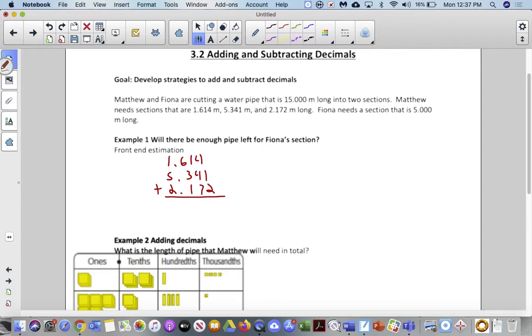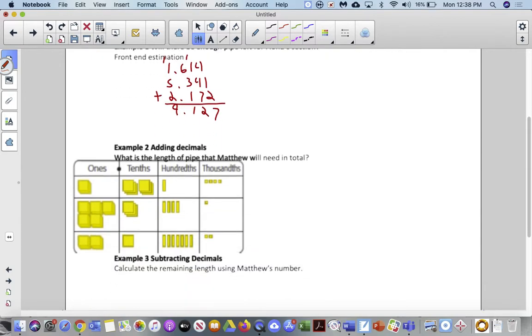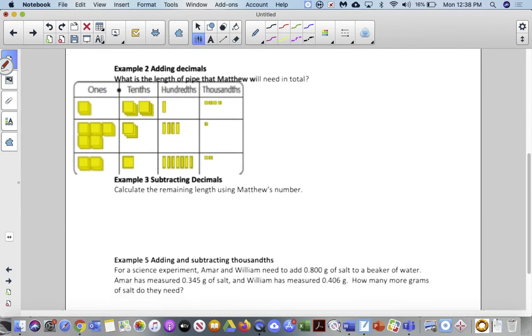4, 5, 6, 7. 7, 8, 9, 10, 11, 12. 6, 7, 8, 9, 10, 11. 5, 6, 7, 8, 9. 9.127. Well, will Fiona have enough left over? I say yes, because of the 15, we clearly have the amount to get to 10 and then the 5. So I say yes. Example number 2, using tiles.